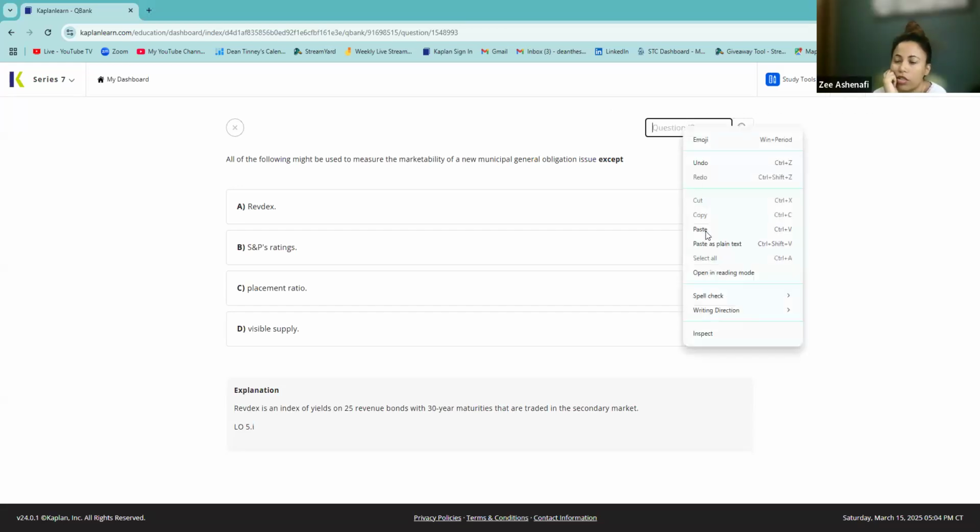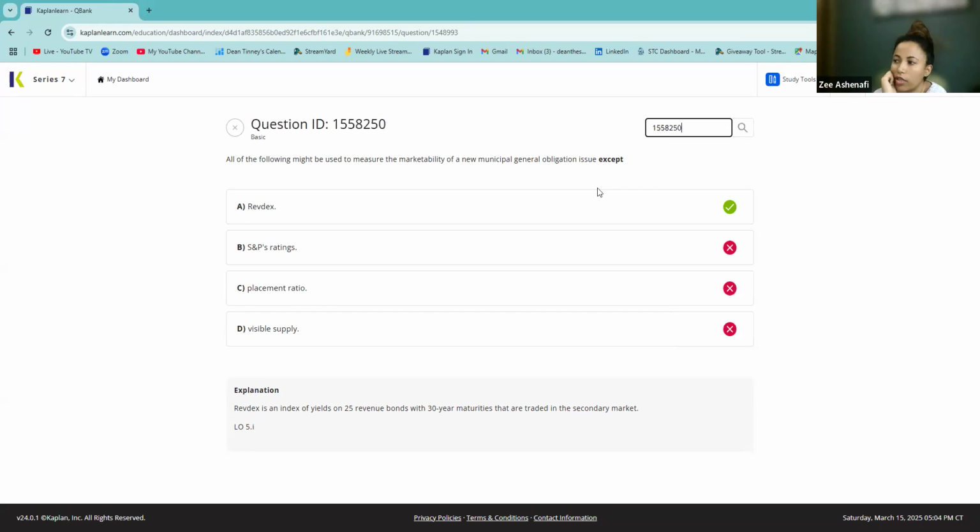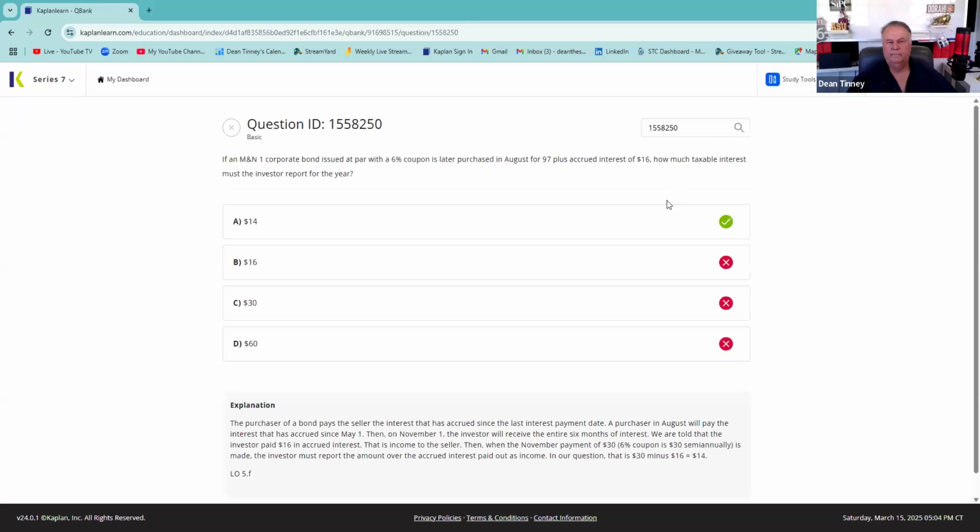So there's two questions. The first one is an interest question, and the second one is what happened here. If an M and N, so first thing we need to know is that means March, May, and November, and it pays on the reverse. So M and N, it could have been M and N 15, it could have been J and J. It's issued at par with a 6% coupon. So $60 annual interest. It's later purchased in August at 97. So you paid 970 for the bond.